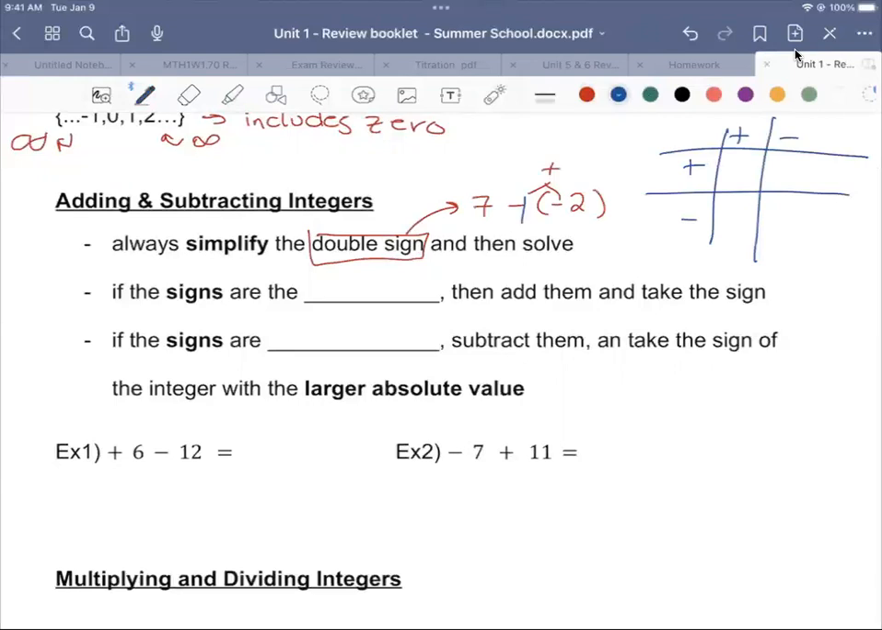And one thing to keep in mind is when we are multiplying and dividing negatives and positives, a positive times a positive will always give you a positive value. A positive times a negative will always give you a negative value, which is the same over here.